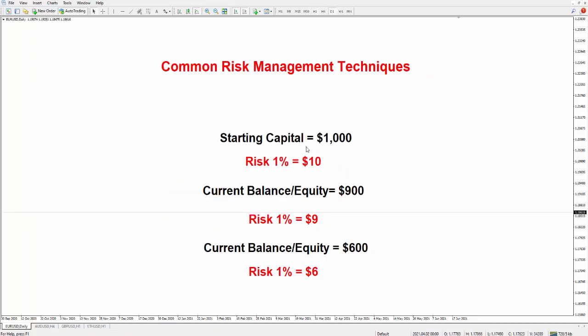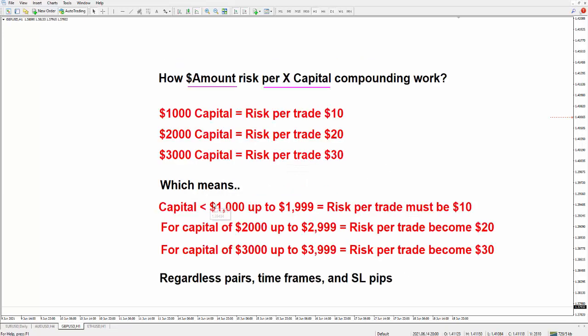When your commitment is always $10, not based on risk percentage, it will be easier for you to fix a losing trade. Which means when your capital becomes less than 1,000 and up to 1,999, your risk per trade should always be $10. Now, once your capital reaches 2,000 and up to 2,999, your risk per trade will become $20. And then when your capital becomes 3,000 and up to 3,999, your risk per trade becomes $30.